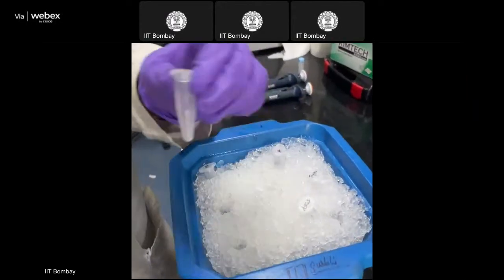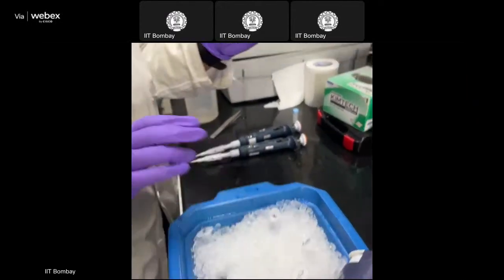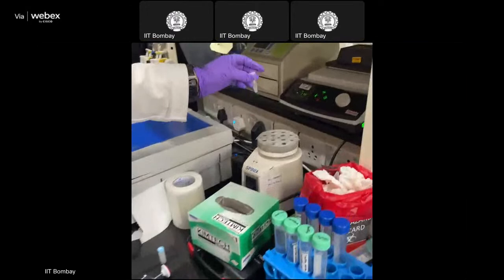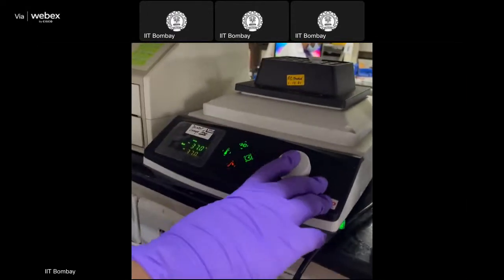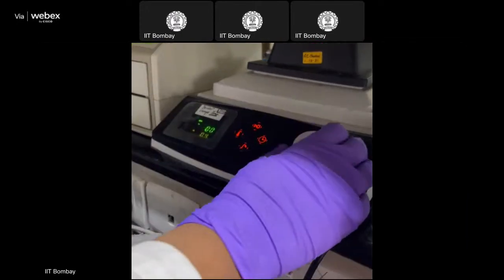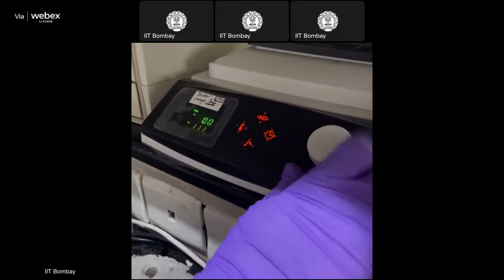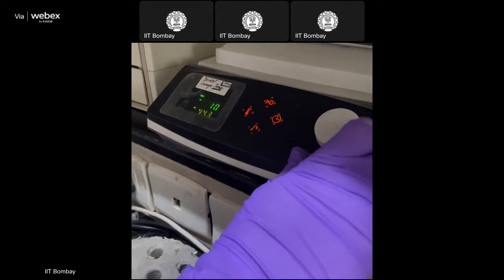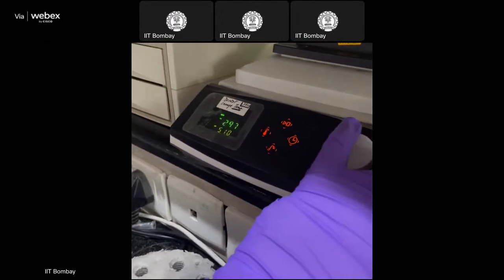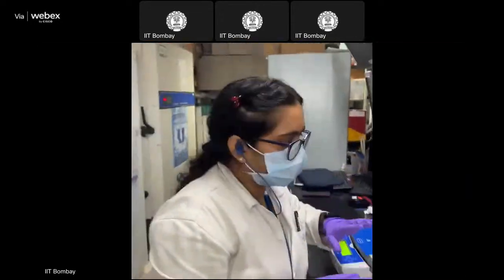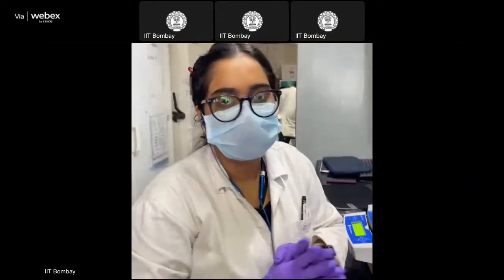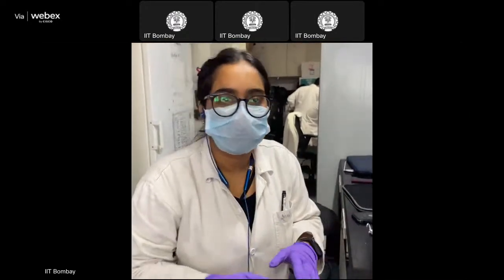After adding TCEP to the sample, we usually keep it in the thermo shaker, which is a dry bath with shaking. The temperature should be 37 and the shaking should be around 500 to 600 RPM. The temperature is very important here. With the TCEP, we keep the sample for 1 hour.